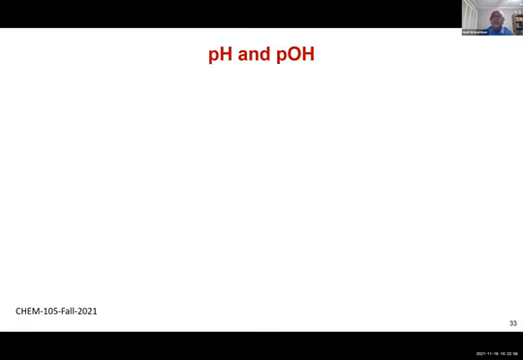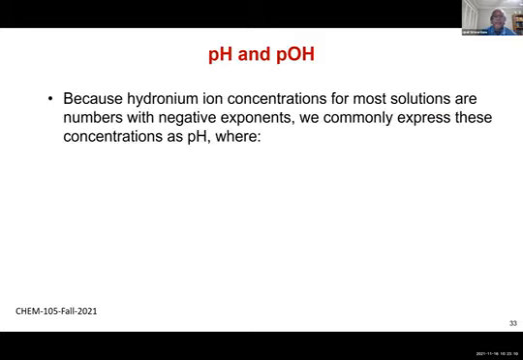So having this idea, Kw and hydronium ion concentration of water or hydroxide ion concentration of water related by Kw, we come up with the idea about pH and pOH. Because hydronium ion concentration for most solutions are numbers with negative exponent, we commonly express these concentrations as pH. You notice that hydronium ion concentration in water is 1 times 10 to the negative 7.